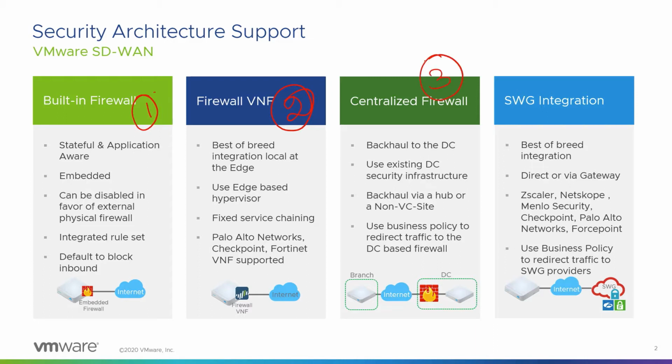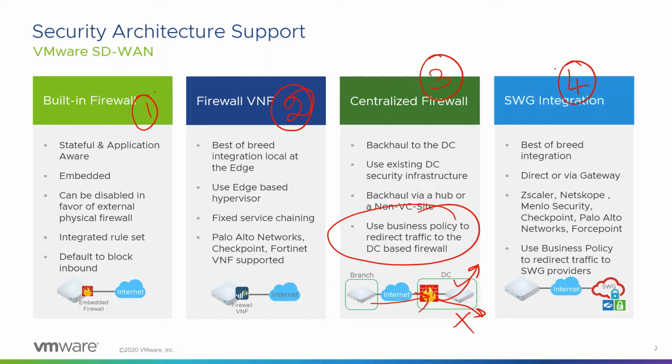The third option is the centralized firewall, where a third-party next-generation security firewall is at the data center or at a non-VeloCloud site, what we call a non-SD-WAN site. Using business policy, you can redirect traffic to these firewalls, where user traffic from the branch is backhauled to the data center firewall, and based on the rules, your internet traffic is inspected and then either allowed or blocked.